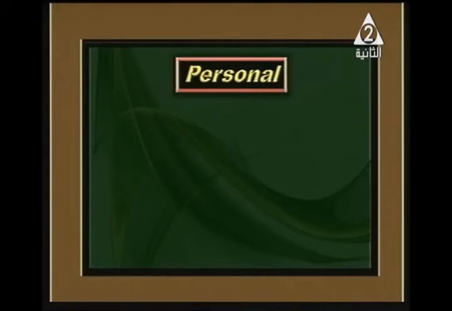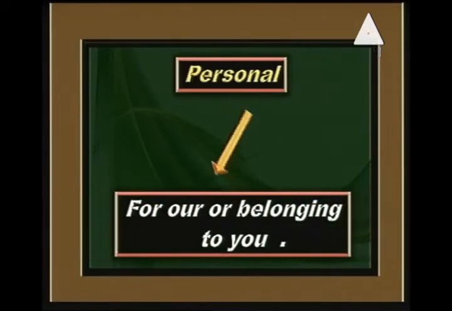Number 2 is personal. Again, we started talking about the difference between P and B. Okay, so this is P. You must blow a lot of air from your mouth to make clear that this is P. So it's personal. What do you mean by personal? Personal means for or belonging to you. Something that belongs to you is personal.